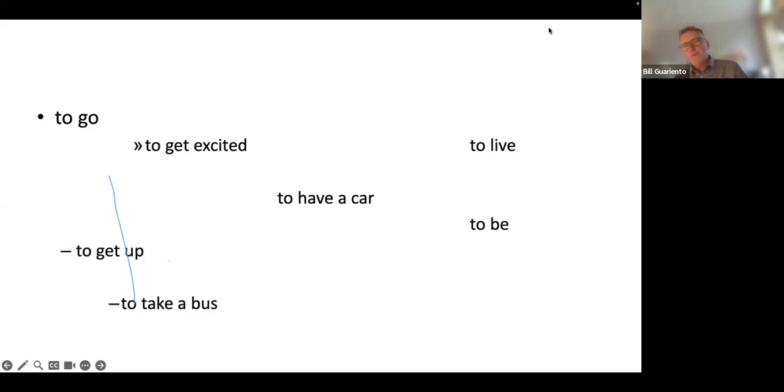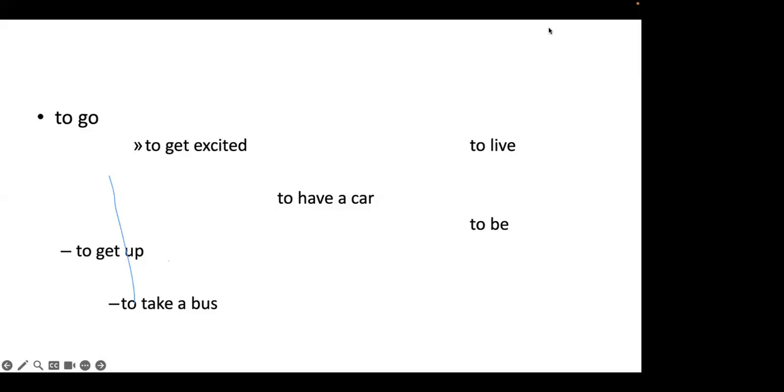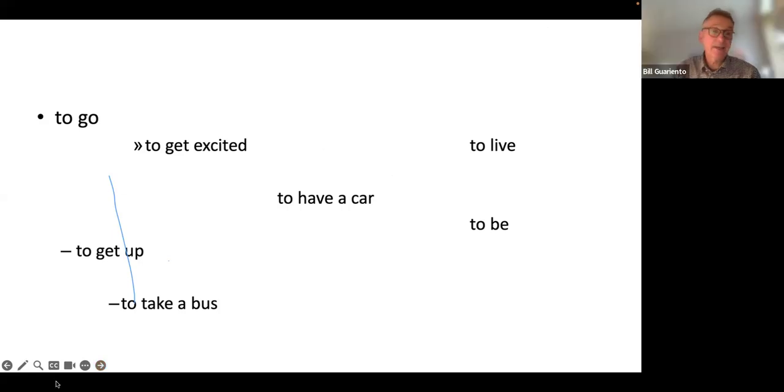Esra, do you think you can divide them into actions and states? Yeah, for actions, we have to go, to get excited, to take a bus, to get up. But for states, to have a car, to live, and maybe to be. I'm not sure about to be, like, to be what? Yeah, that's right. It's a state.